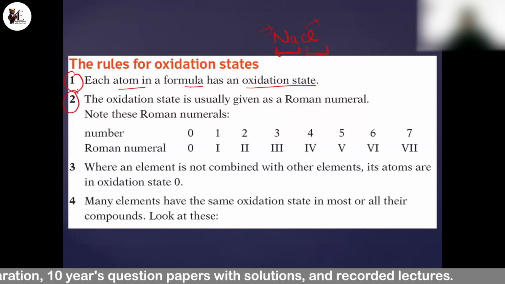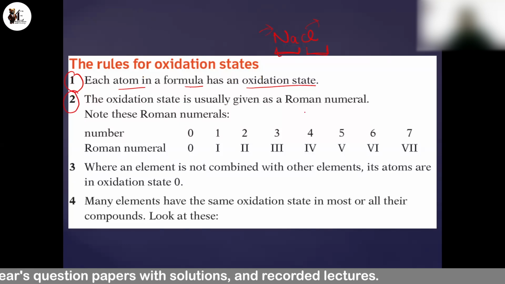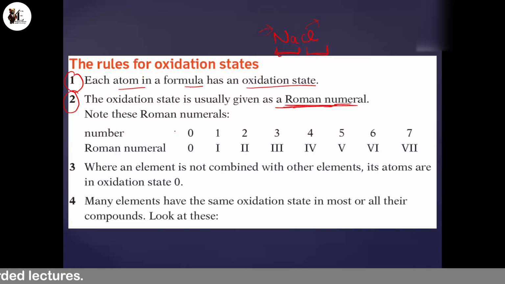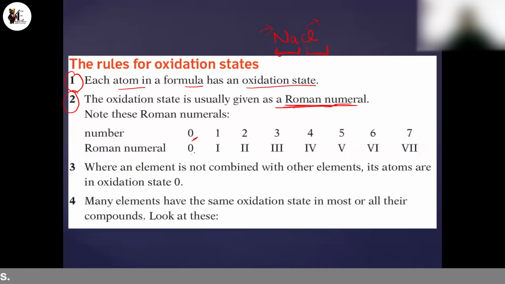The second rule says that the oxidation state is given in a Roman numeral. You know what a Roman numeral is? Yes, ma'am. Okay. So if your number is 0, then the Roman numeral is 0. If the number is 3, it is like this. So if you want to write down the oxidation number, you always write it in Roman numeral.